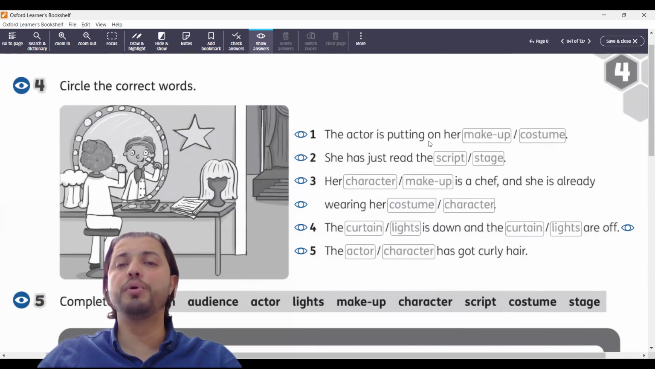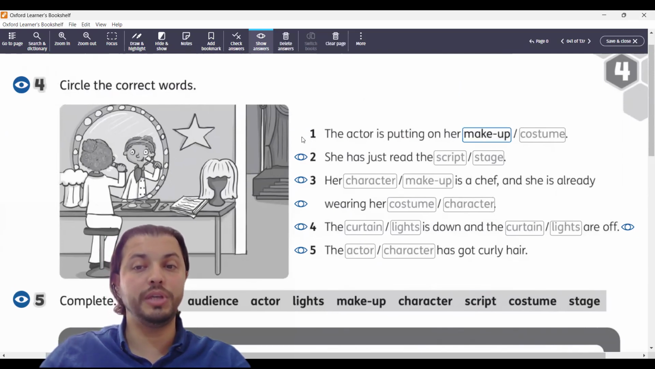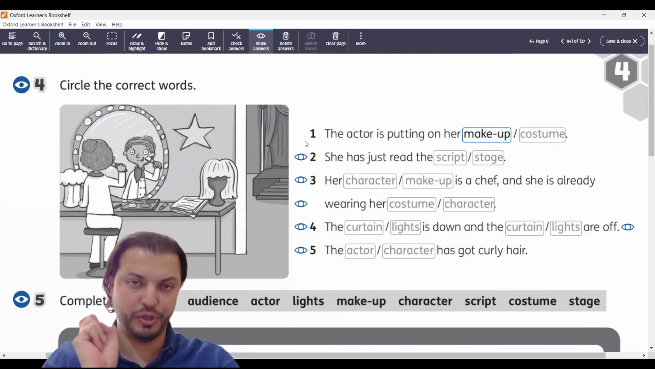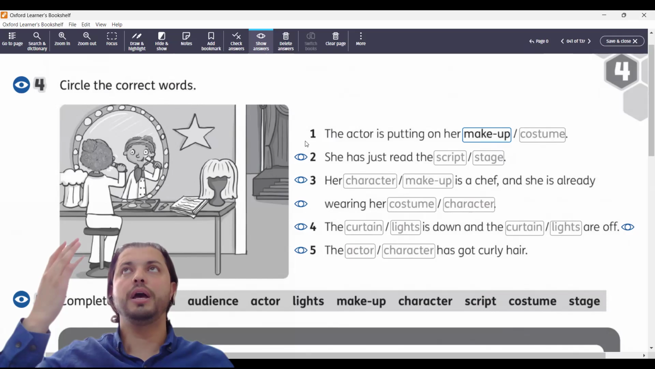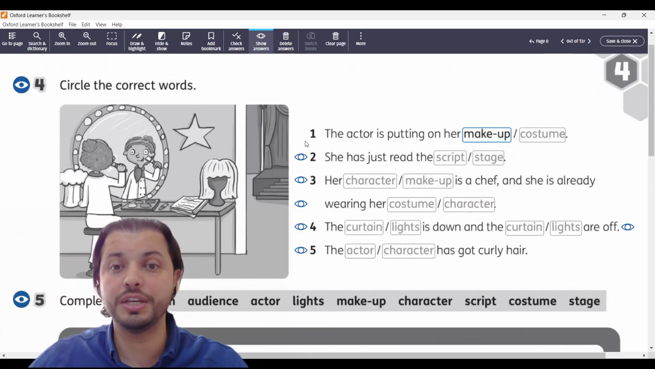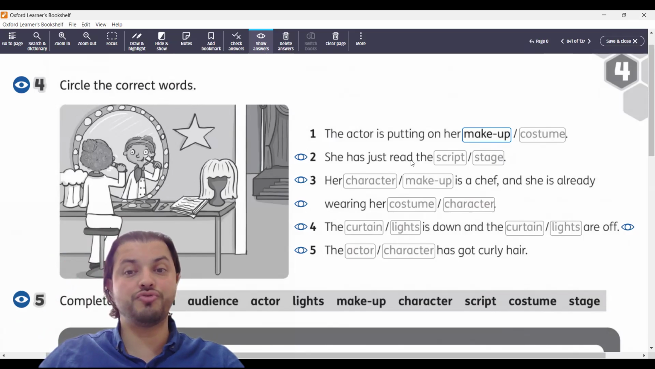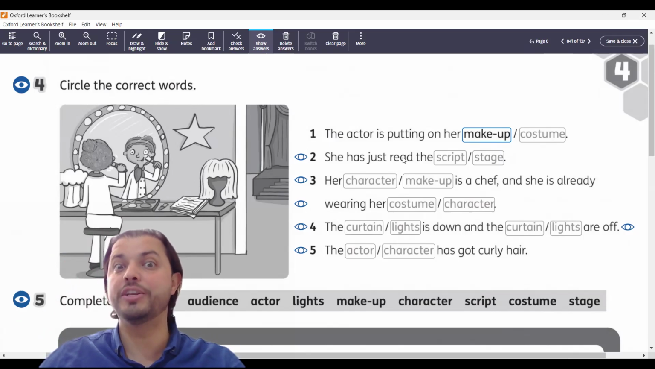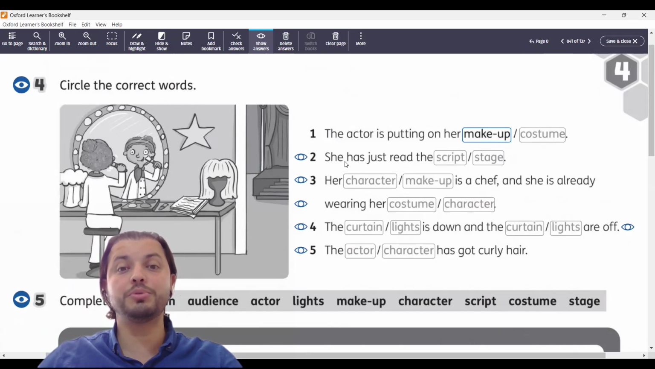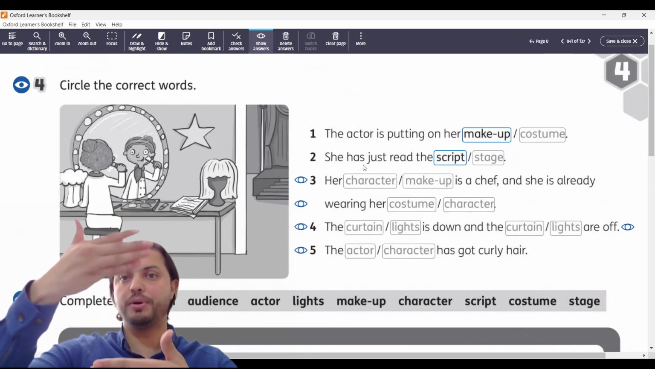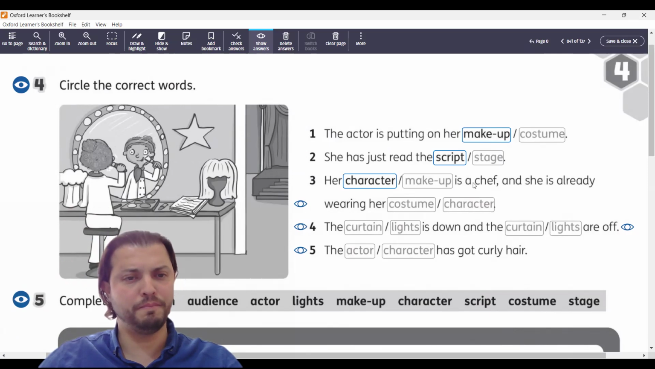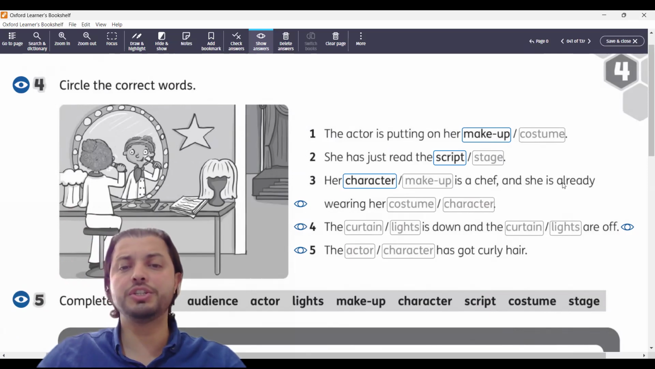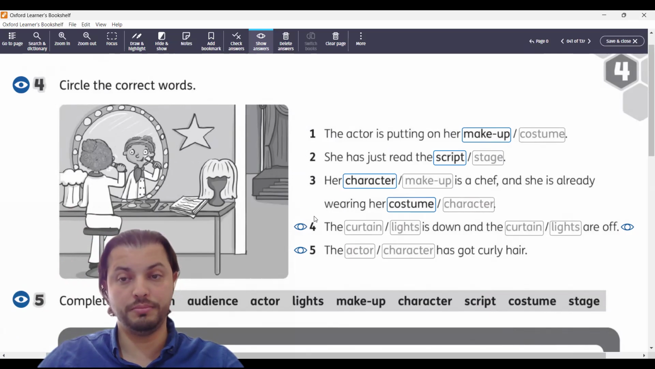Number one, the actor is putting on makeup. Yes. So for makeup, guys, for girls especially, we say we put on makeup, not wear makeup. Yeah, you can say that though. She has just read the script, the paper, like what she's going to read on the stage. Her character is a chef. Yes, and she's already wearing a costume. Yeah, she has got the costume, chef.